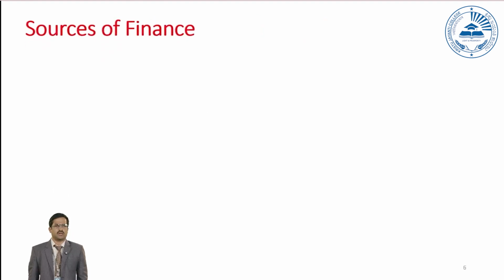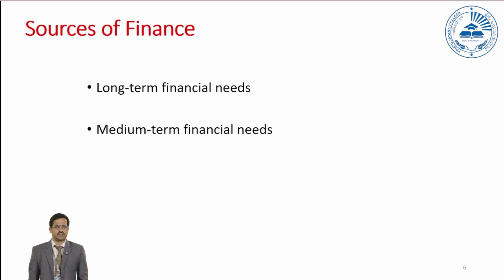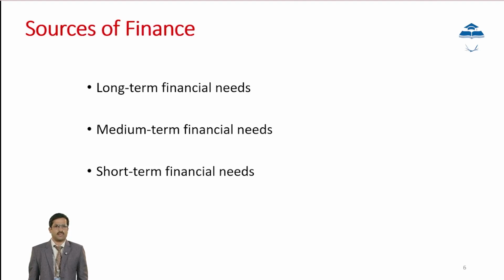The next slide. What are the sources of finance? So there are different sources of finance. So usually based on the time, it is divided into three types. One is the long term financial needs, the medium term financial needs, and the last one, short term financial needs. The long term financial needs. So when the company wants to do the business for a long term, they need long term financing capital, like equity shares, debentures, preference shares, bonds. So these are all long term financial needs.